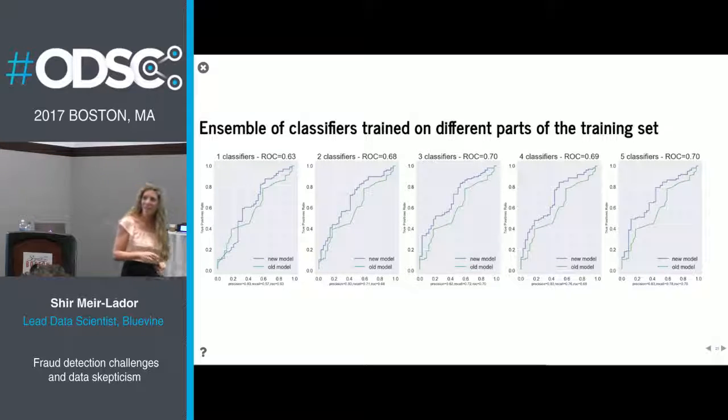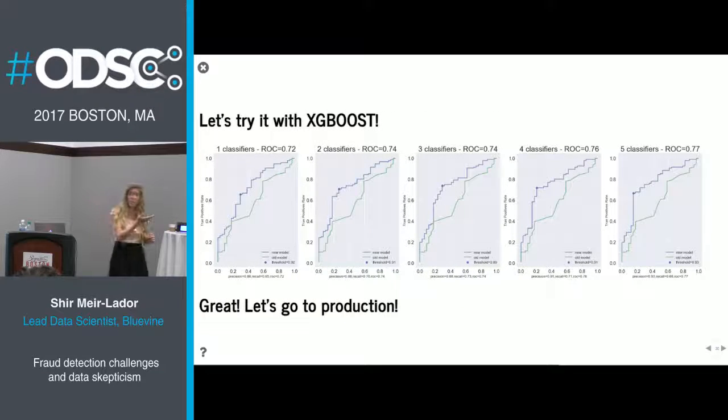Right, XGBoost. XGBoost is a Kaggle champion. You can find it in the winning solutions of Kaggle competitions in the last few years. I heard about it, and I tried it to see if it works well with my data. These are the results I got with XGBoost. Much nicer. From ROC of 70, I now got ROC of 77, which is really nice. I can go to production now with my new model, with the ensemble and XGBoost.